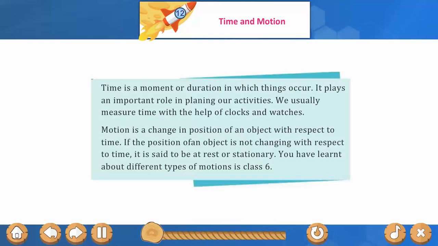Introduction. Time is a moment or duration in which things occur. It plays an important role in planning our activities. We usually measure time with the help of clocks and watches. Motion is a change in position of an object with respect to time. If the position of an object is not changing with respect to time, it is said to be at rest or stationary. You have learnt about different types of motion in class 6.